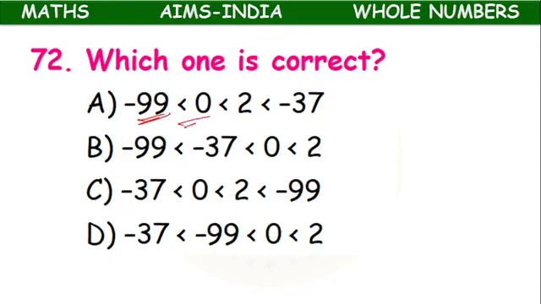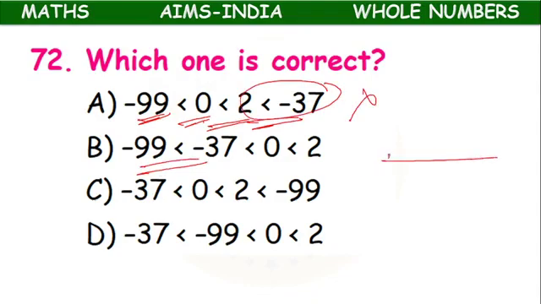Minus 99 less than 0, correct. 0 less than 2, correct. 2 less than minus 37, wrong. Minus 99 less than minus 37. Correct, because on the number line, if this is 0, minus 37, minus 99, 2 will be there.